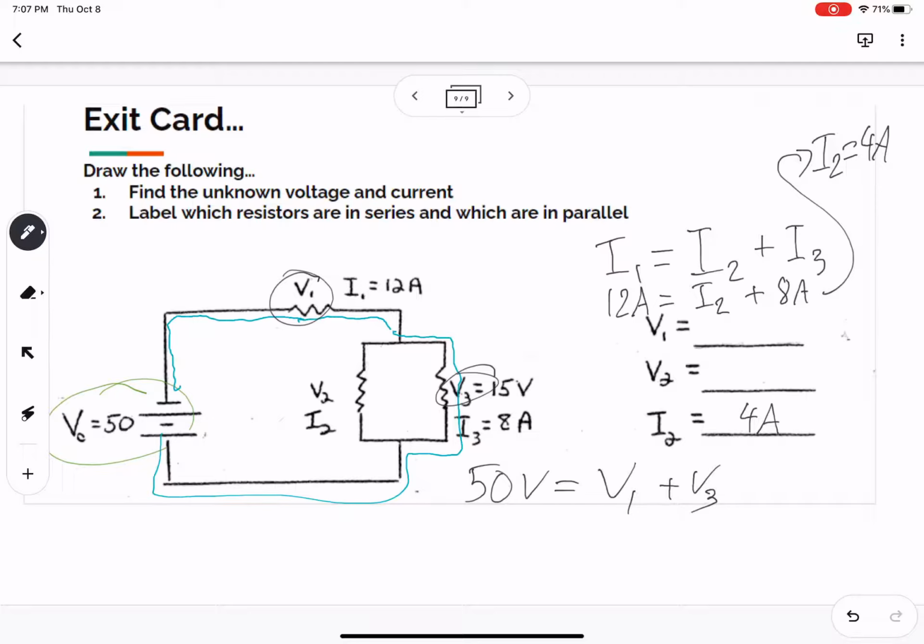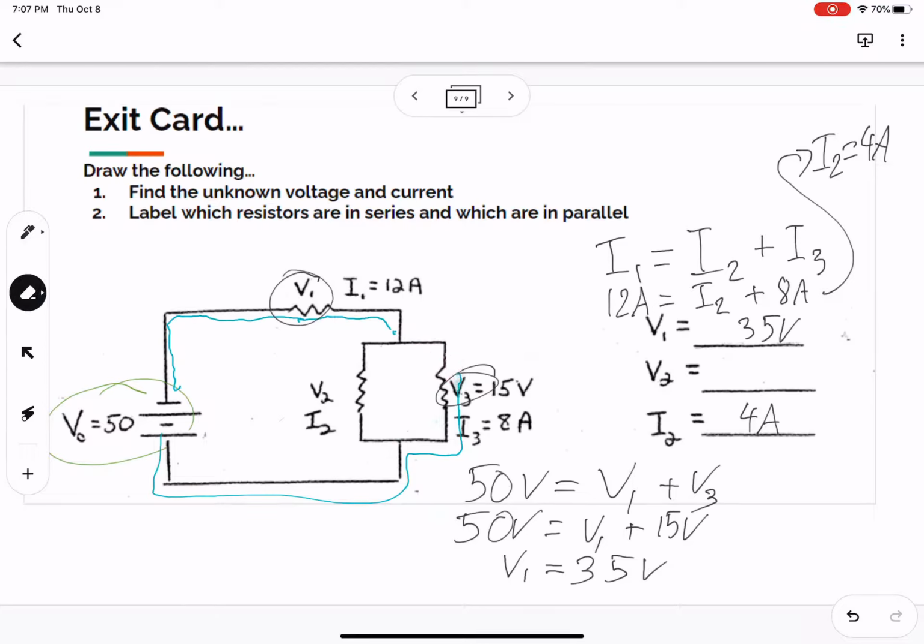The nice thing is, by choosing the path to the right, we know what V3 is in this case. It's just 15 volts. That leaves us with one thing left to solve, which means we can do some fun algebra and solve for 35 volts. So V1 goes up there, 35 volts. V2, now how are we going to solve that? We could go through another process like this.